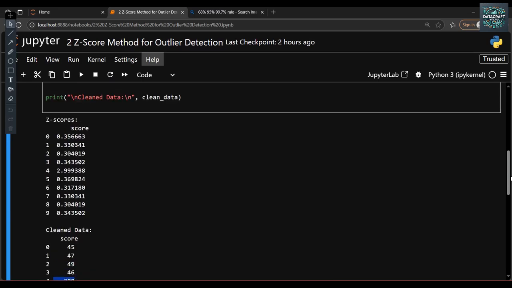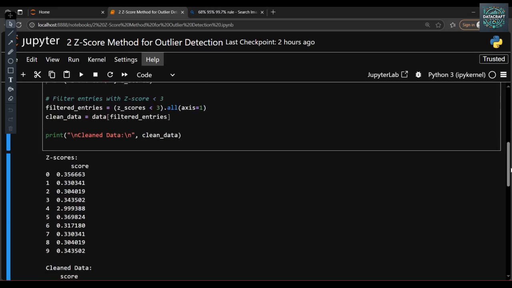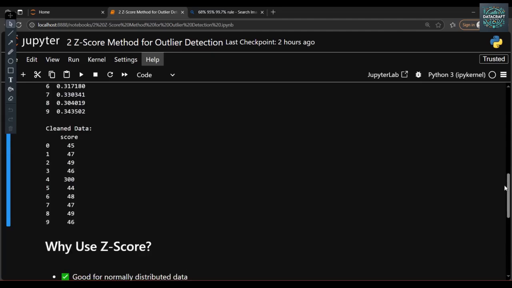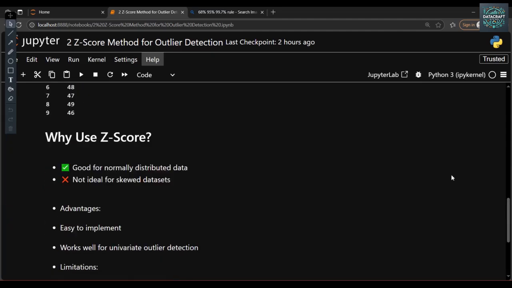So we have filtered out the data by keeping only the rows where the Z-score is less than 3. Understand? So this is how the outliers are removed. I use the Z-score. This is super important.